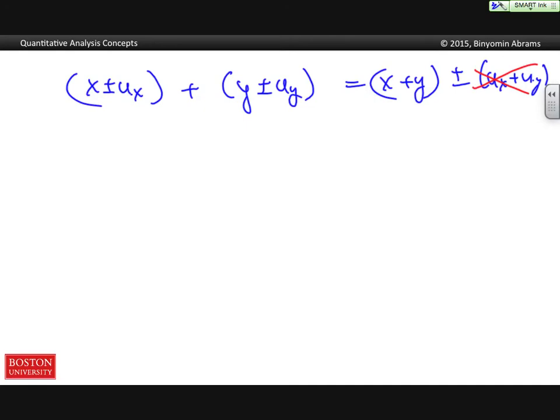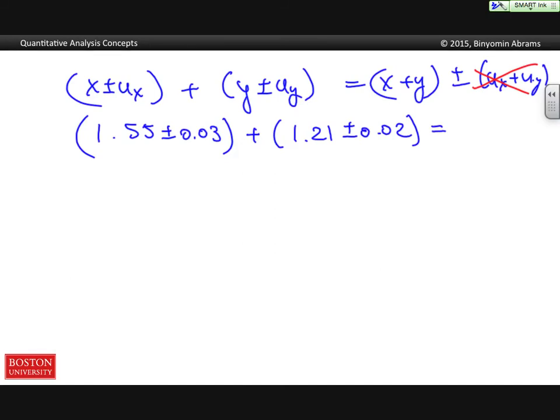So let's take an example. Let's say we have 1.55 plus or minus 0.03, and we'd like to add to it 1.21 plus or minus 0.02. So again, we'll call the total t plus or minus the uncertainty in t. So getting the actual total is easy, 2.75. But the uncertainty in t is a little bit less straightforward. We're not going to simply add those two together. We're going to use the root sum of square method.